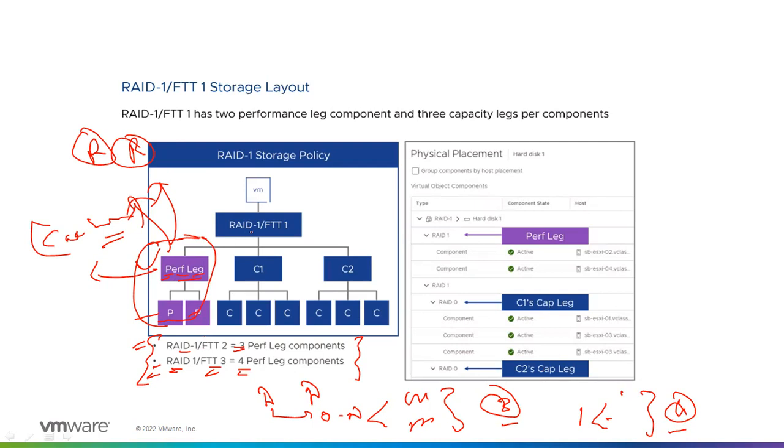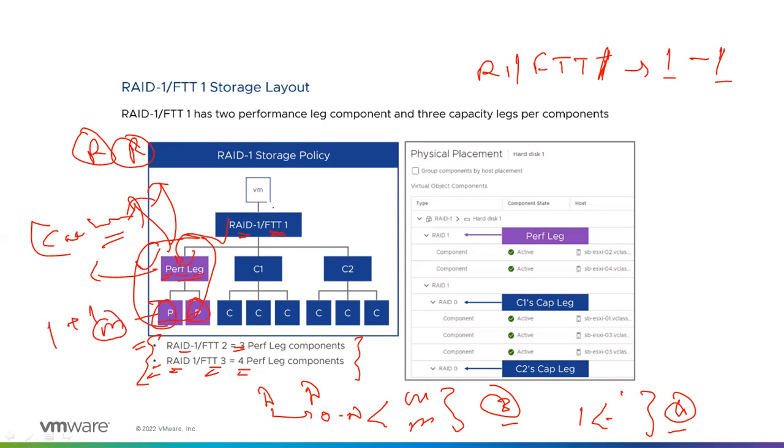But now what policy is here? RAID 1, FTT1 for both, because it's common. It is the common RAID 1, FTT1. So when I say RAID 1, FTT1, how many components will be created? In RAID 1, FTT1, 1 my original plus 1 mirror. There should be 2. So if I come here in per flag, how many? 2 are there, because 1 is original plus 1 is mirror copy.